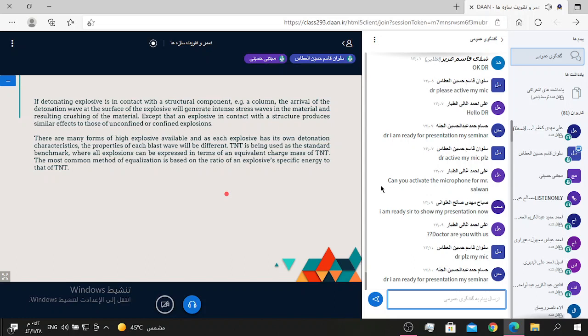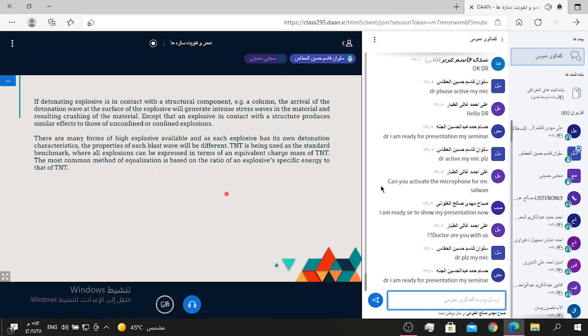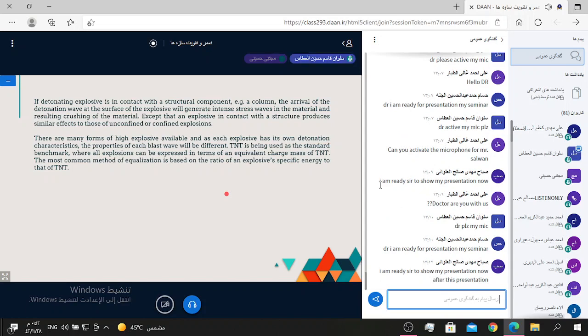TNT is being used as the standard benchmark, where all explosions can be expressed in terms of an equivalent charge mass of TNT. The most common method of equalization is based on the ratio of an explosive's specific energy to that of TNT.